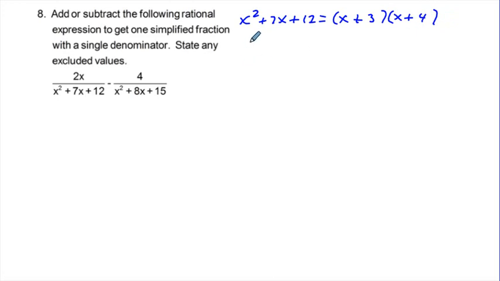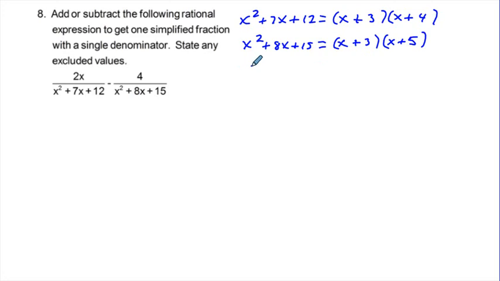And now for the next denominator, we have x squared plus 8x plus 15. And what does that factor to? Okay, again, we're going to have (x + )(x + ). So what two numbers multiplied together are 15 but added together are 8? Well, they're going to be 3 and 5.